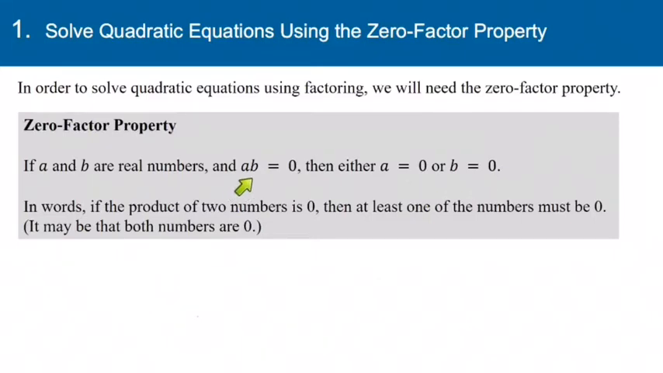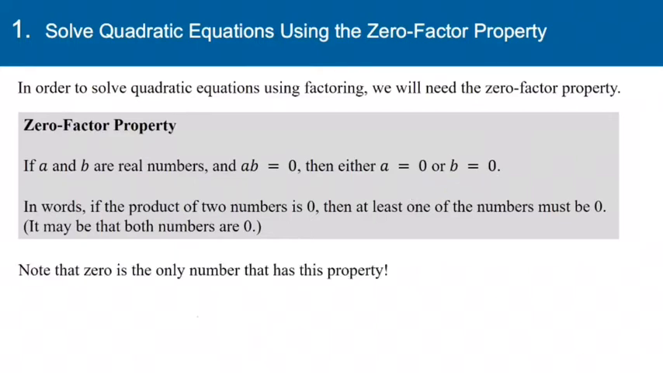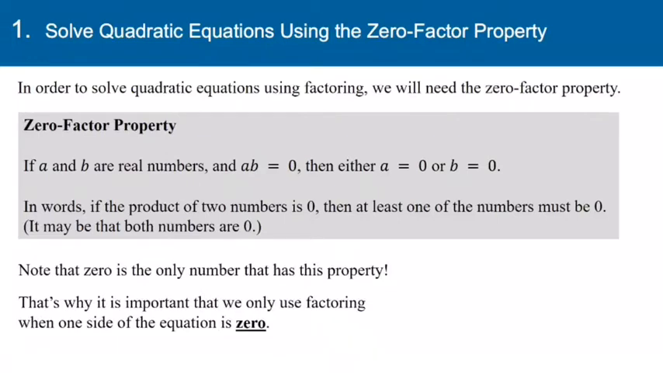Let me say that again. If you know that a times b equals 0, then you know for sure that either a equals 0 or b equals 0. Now notice that 0 is the only number that has this property. If you have a times b equals 1, then you still don't know anything about a or b. If you know that a times b equals 5, you still don't have any information about a or b. But if you know that a times b equals 0, then for sure one of the numbers has to be 0. That's why it's important that we only use factoring when we've got one side of the equation equal to 0.